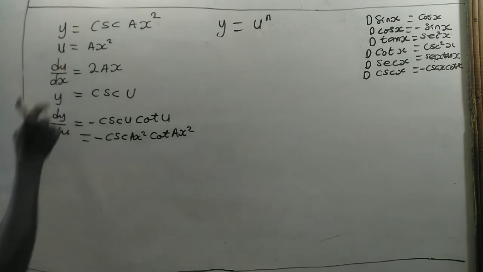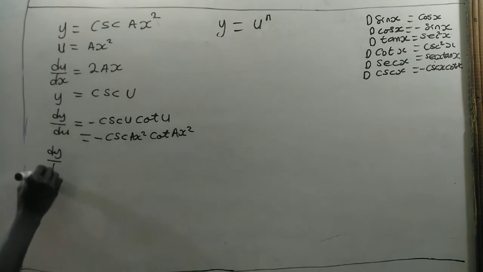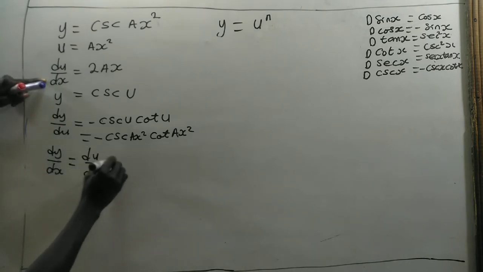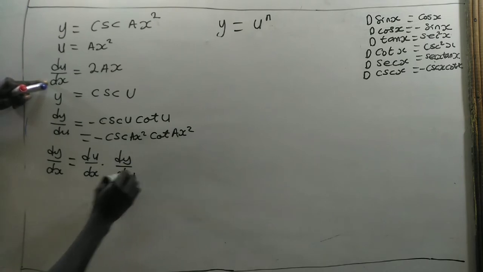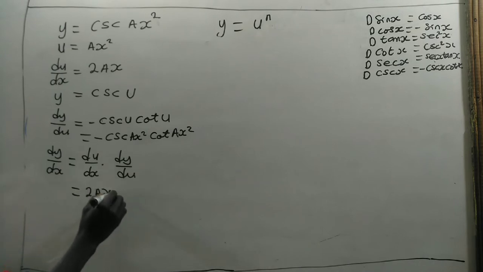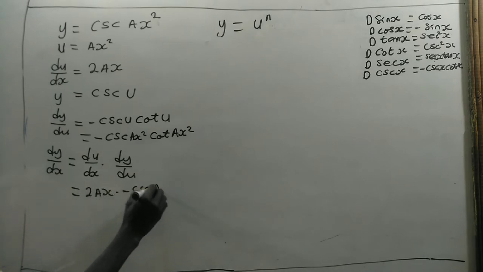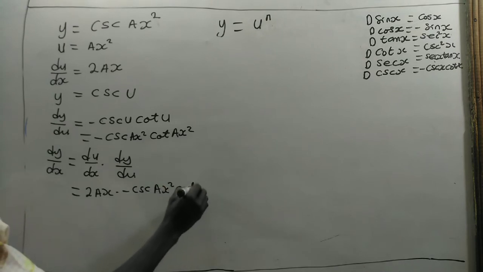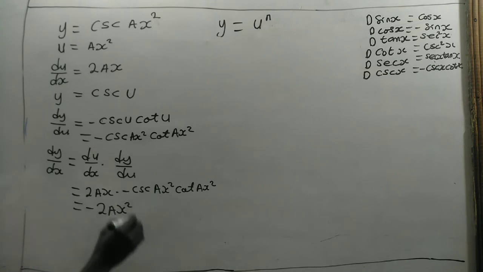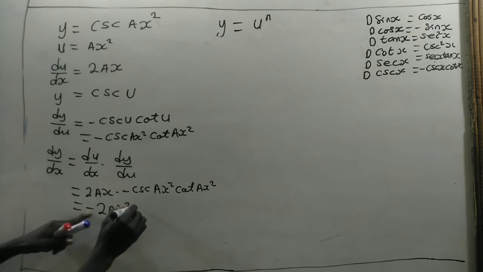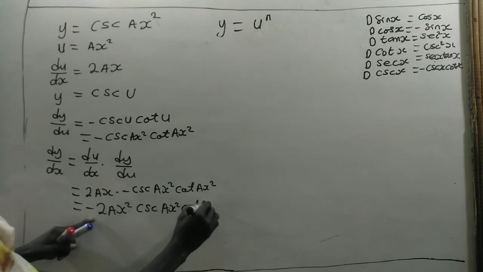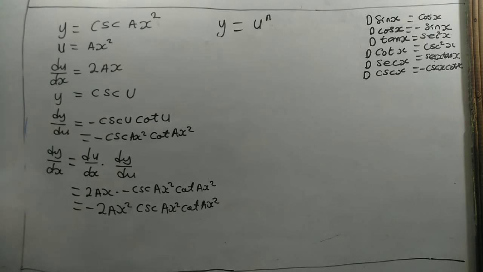And this is our du on dx. So here, the derivative of y with respect to x is equal to the derivative of u with respect to x times the derivative of y with respect to u. And this will give me 2ax times negative cosecant ax squared cotangent ax squared. And that will give me negative 2ax, the negative has come here, cosecant ax squared cotangent ax squared as the derivative.